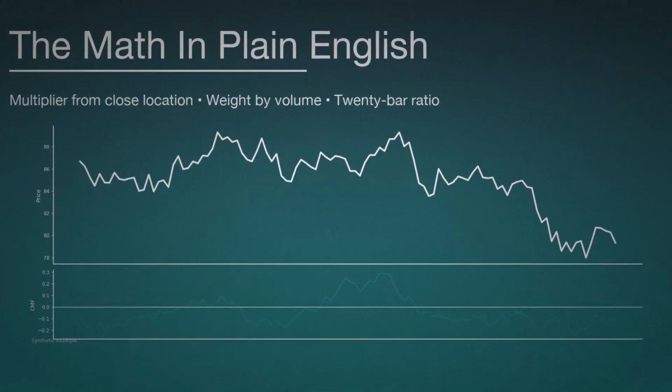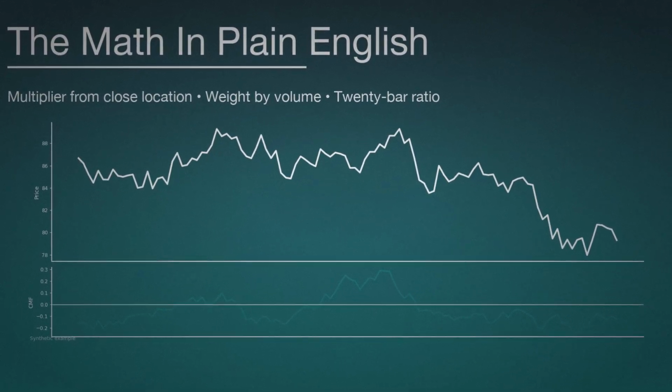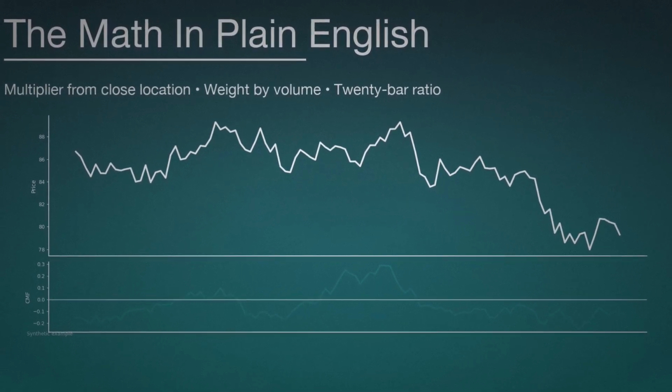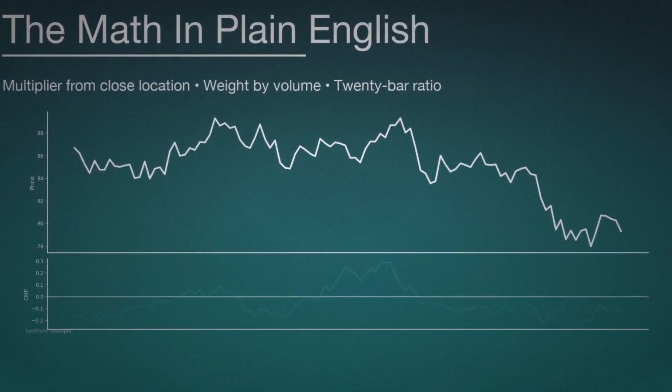Multiply that by the bar's volume, and you get money flow volume. Chaikin Money Flow is the sum of money flow volume over 20 periods divided by the sum of volume over those same 20 periods, a volume-weighted average of where price closes in its range.